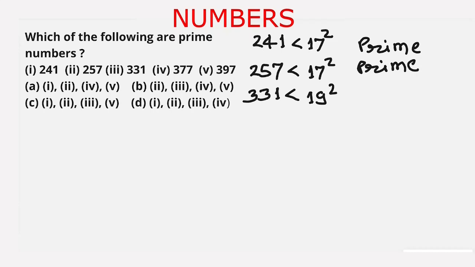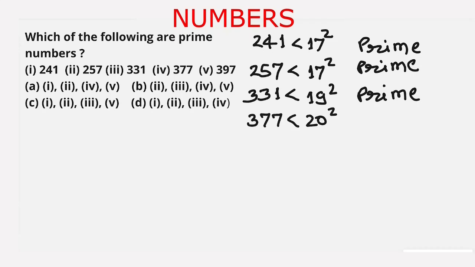Now we have to verify it for 17. 17 times 1 is 17. Balance is 16. We carry 1. 161. 161 is not divisible by 17. 17 times 9 is 153. 153 when subtracted from 161 we get 8 and 8 is not divisible by 17. So this is prime. Now the next number is 377.